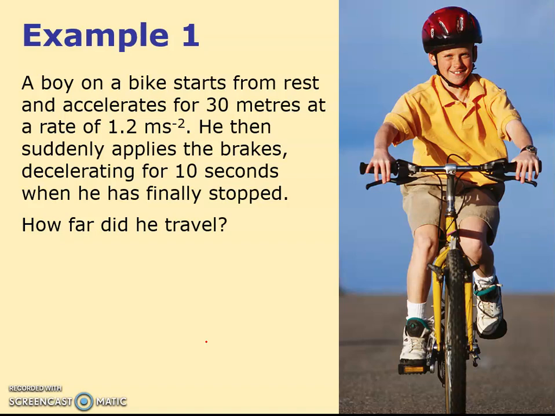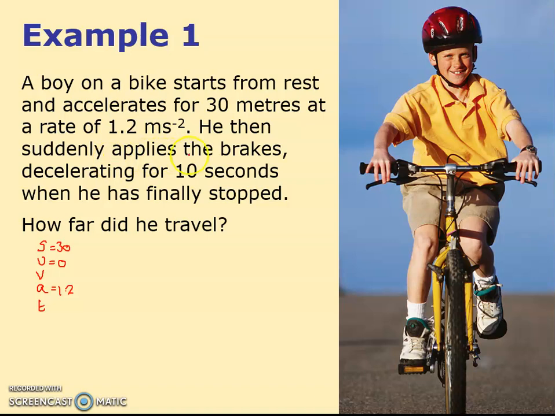We've got a boy on a bike who starts from rest. So again, immediately I was thinking, if I was doing this, I'd be writing out SUVAT, because then I can start to show this information. So a boy on the bike starts from rest, so immediately u equals 0. And accelerates for 30 meters, so s equals 30, at a rate of 1.2 meters per second squared.